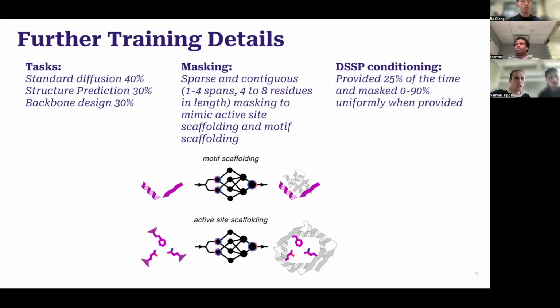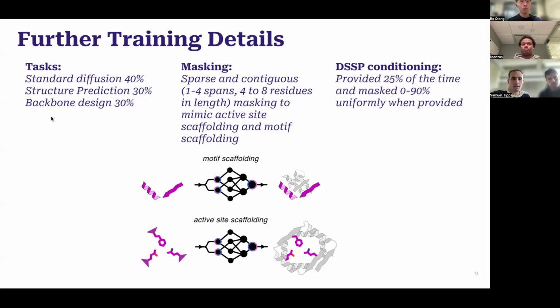For the structure prediction task, what we do is we provide the denoised sequence and no structure. So basically, at time step 0, we just show the denoised sequence and ask the model to recapitulate the structure. And then for backbone design, what we do is we noise the sequence to big T, and we then just provide the structure as conditioning information, with the goal that the model will then predict the sequence that corresponds to that input structure that's conditioned on.